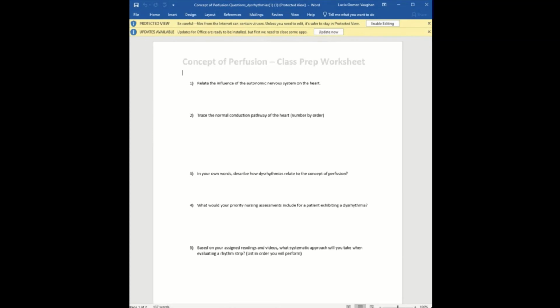What would your priority nursing assessments include for a patient exhibiting a dysrhythmia? ABCs, monitoring through ECG, the presence of the waves, the segments, the heart rate, the heart rhythm, respirations, rate, rhythm, the effort of breathing, lung sounds, the patient's response to the rhythm. Like, are they symptomatic? Are they having anxiety? Are they dizzy? Are they sweating? Are they having pain? Oxygen perfusion: you're monitoring their O2 stat, the skin color, their skin temperature, and you're monitoring electrolyte imbalances.